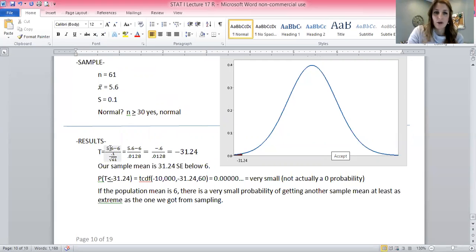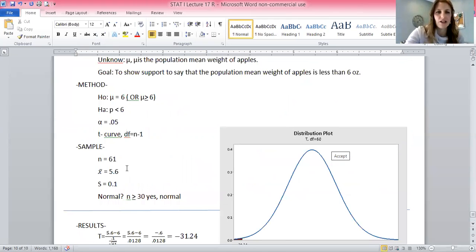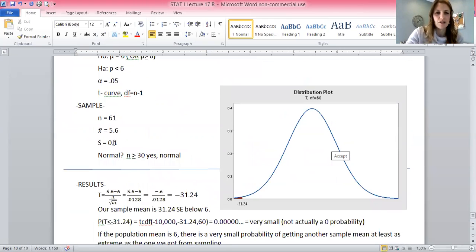So I have my x bar, which we found right here above, 5.6. I think it was given. Minus 6, which is my value from my null, right here, 6. Divided by my standard error. So my standard error is S, which is 0.1, divided by the square root of n, which is 61. I'm just going to plug all these in, and you're going to see how I carried over. Now, I get a t-test statistic of negative 31.24.